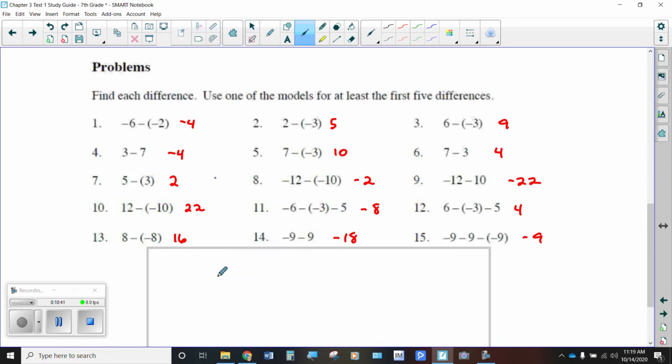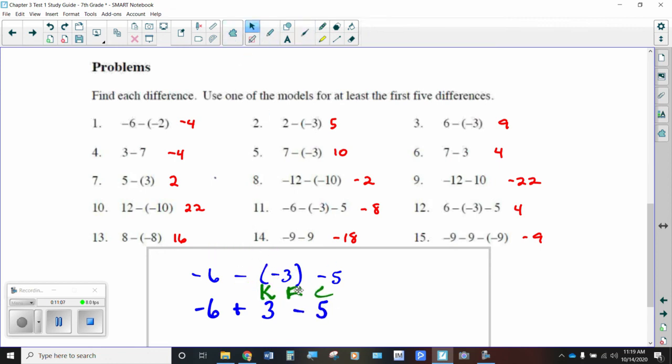11 is a good one to do. -6 minus -3 minus 5. So I'm going to do KFC in stages here. I'm going to start with KFC for the first couple of terms, where this guy stays as a -6, but that changes to +3. And now if I want to just do -5, I can, or I could adjust my KFC again and change this to plus a -5.